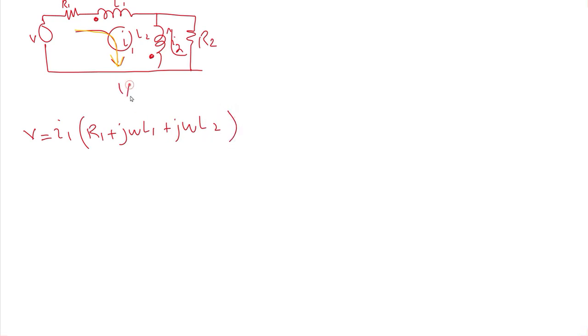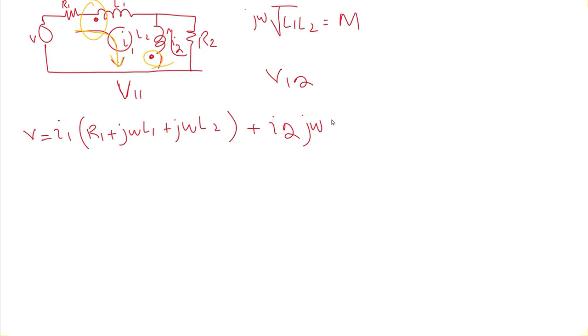So this is our V11, the voltage of the self-induced current. V11 is I1 into R1 plus j omega L1 plus j omega L2. Now it's time to check the mutual inductance, that would be V12. Here the current is entering this dot and the current is entering this dot, so both currents are entering. So we write plus I2, and the mutual inductance can be calculated as j omega under root L1 L2, so we write it as j omega M. This is the equation for our first circuit.